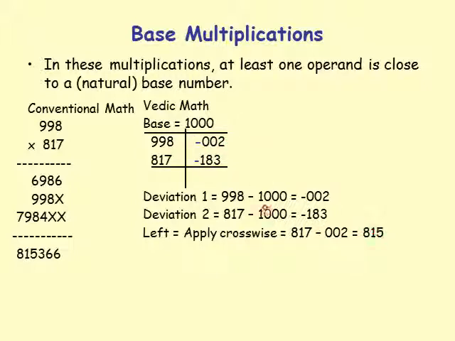You could get the same 815 by 998 minus 183, but I find 817 minus 002 a lot easier to do, so I use 817 minus 002. On the right we multiply vertically, minus 002 times minus 183. The negative signs cancel out, giving 366. So we have 815 on the left and 366 on the right.